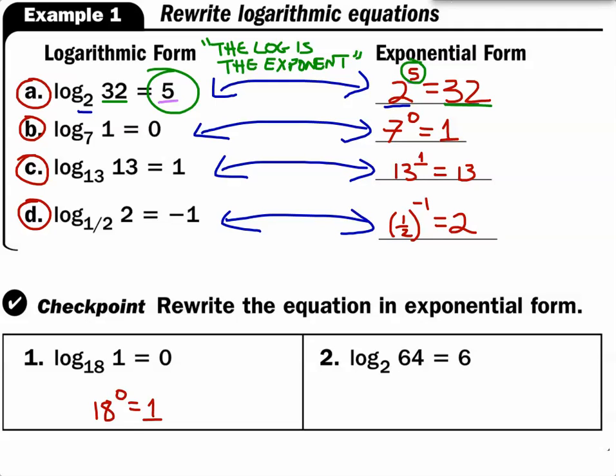Okay, for number 1, it's 18 to the 0 power equals 1. This is a lot like part B in the example, but again, most importantly, the little number in the log is the base in the exponential form, and then the number at the other end of the log equation becomes the exponent. Go ahead and try number 2 now if you haven't already. I'll wait a few seconds for you.